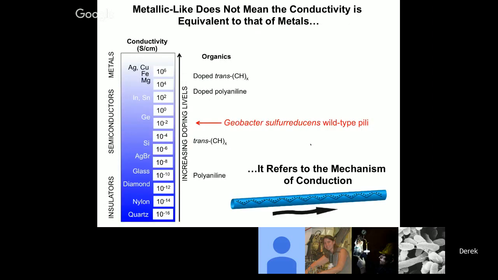So it's really important to recognize, though, that metallic-like is referring to the mechanism of conduction. It does not mean that the pili have a conductivity that's equivalent to that of metals. Sometimes you might read in papers, if the pili are so conductive like a metal, why doesn't it just drain all the electrons out of Geobacter and have a really rapid electron transfer? The fact is that the conductivity, as I'm showing here, is well below that of metals, and somewhere in between that of various synthetic conducting organic polymers.